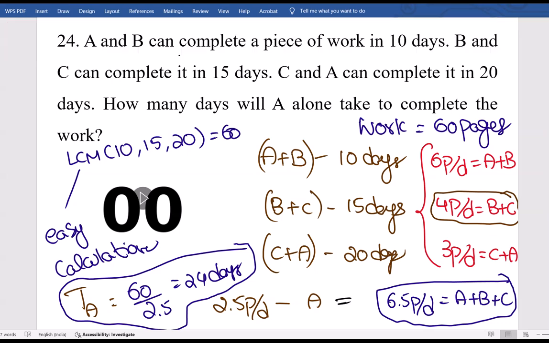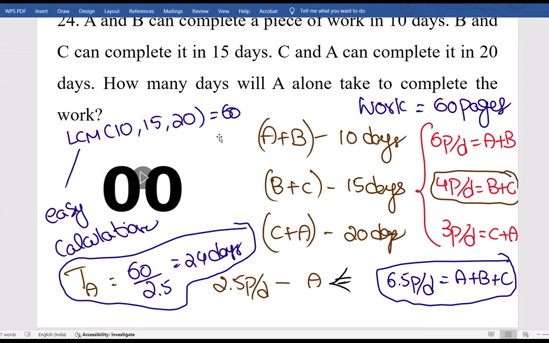This one. A plus B plus C is 6.5, B plus C is 4. Now, can anyone say C alone, what is the time taken to complete the work? C alone, time taken to complete the work. 120 days. C's efficiency is 0.5.